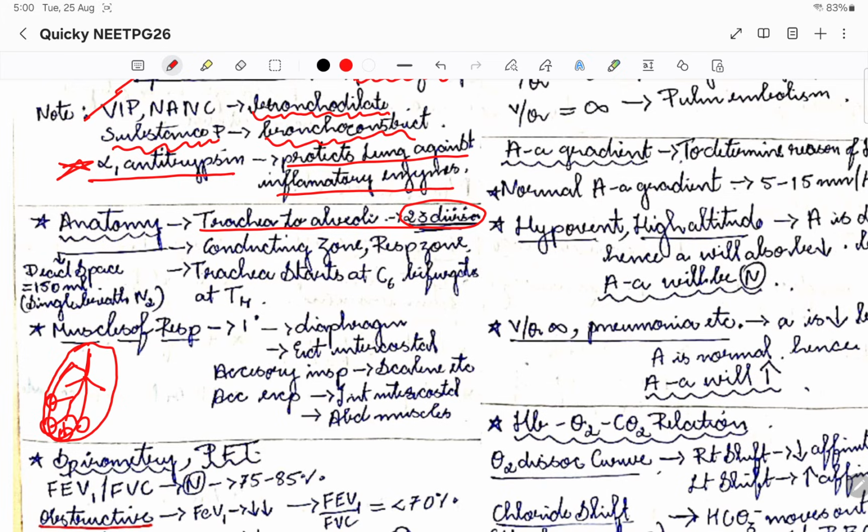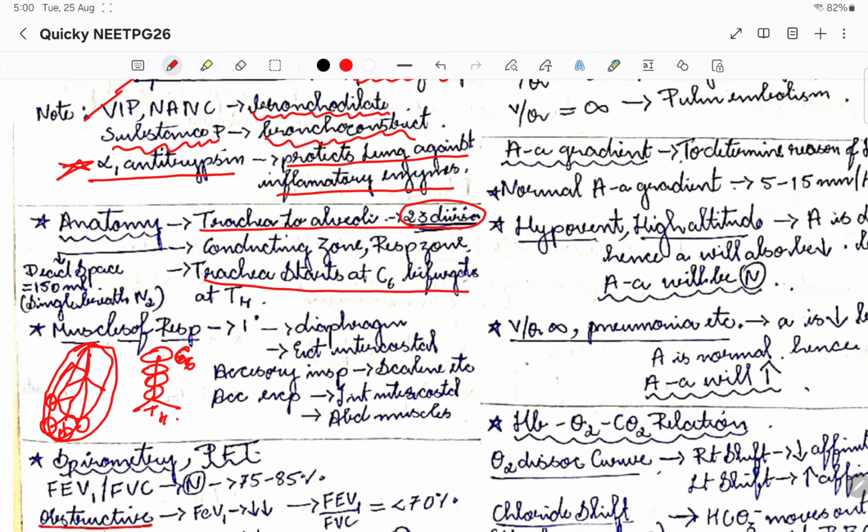Respiratory zone will be the alveoli, right? So alveoli and the terminal bronchioles will be the respiratory zone, whereas all the other divisions will be conducting zone. Okay, so trachea starts at the level of C6, and at the vertebral level of T4 it will bifurcate. So at C6 it begins, then at T4 is where the bifurcation happens.